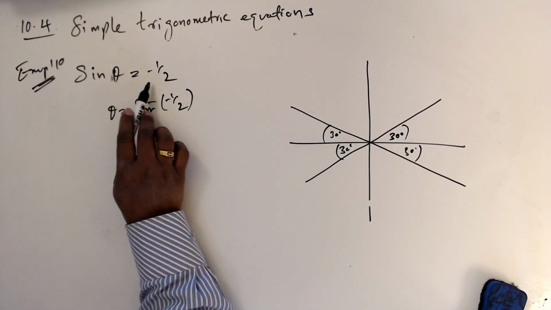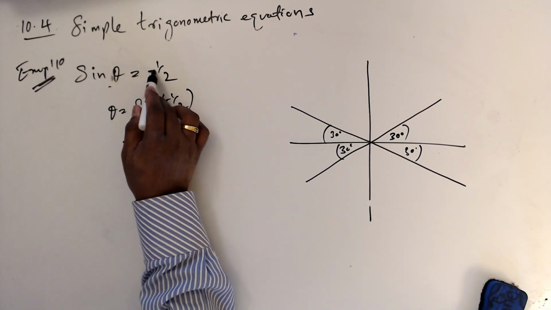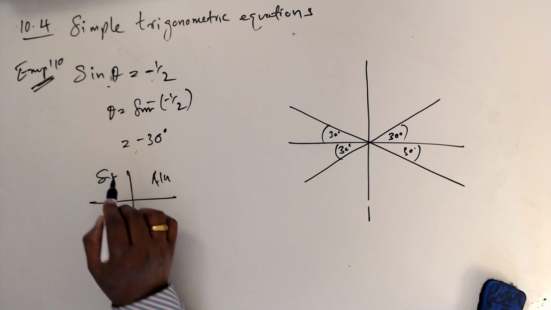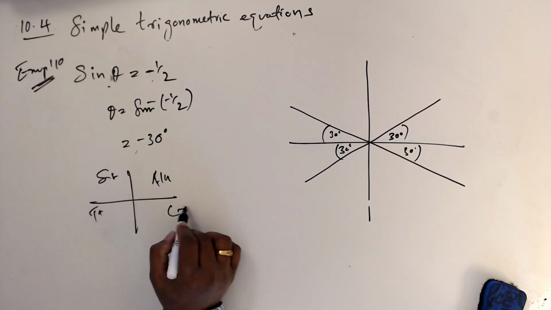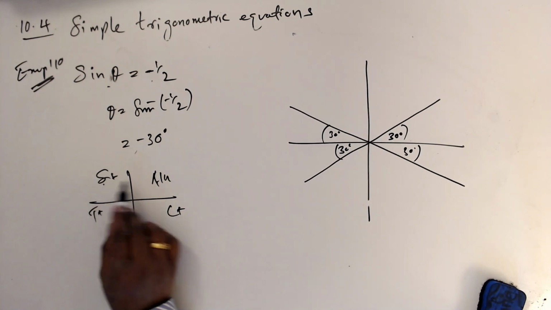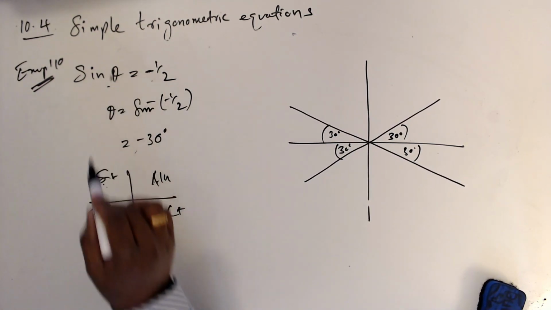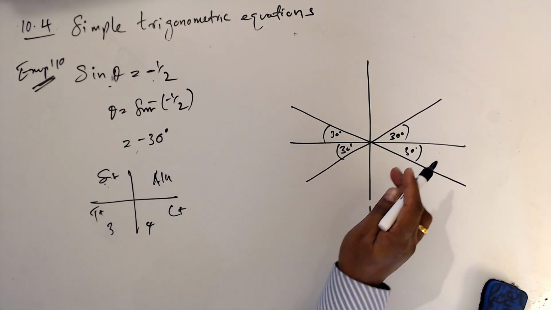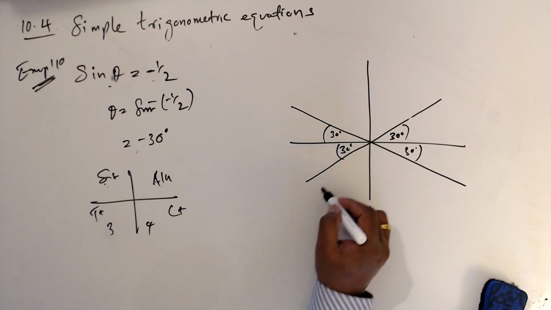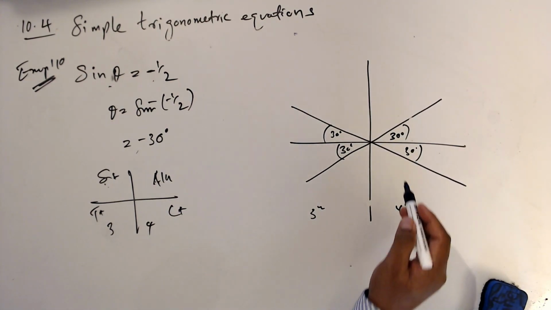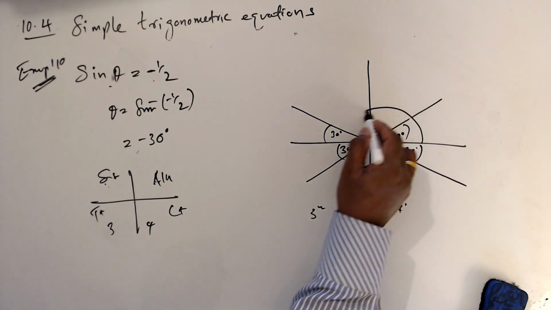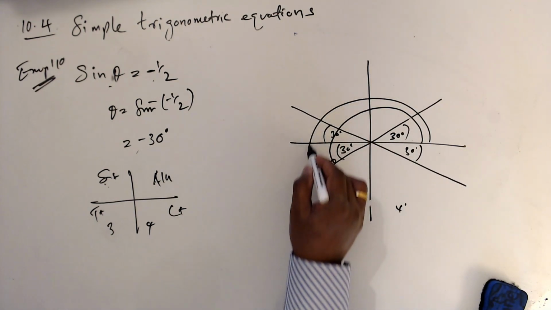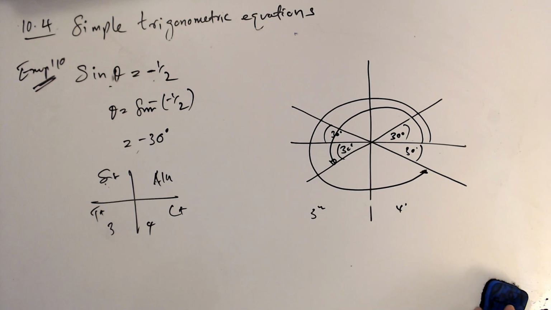Now, in which quadrants is sine negative? We know that in this quadrant all are positive, sine positive, tan positive, cos positive. I mean, here both sines are positive. Sine is negative in the third and fourth quadrants. Then we have to disregard these two and take the third and fourth quadrants. So you start from here and this is one angle. The other one you start from here, and it will extend up to here. Those are the two angles.